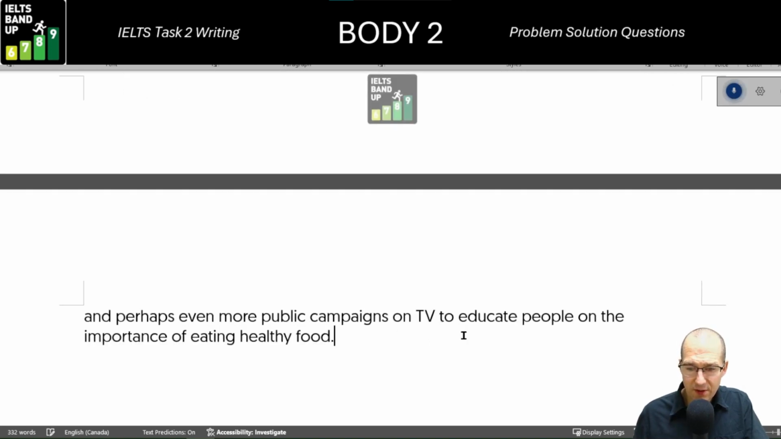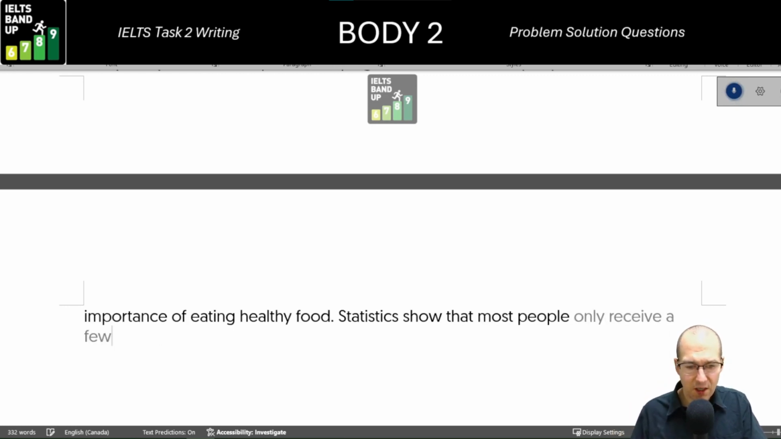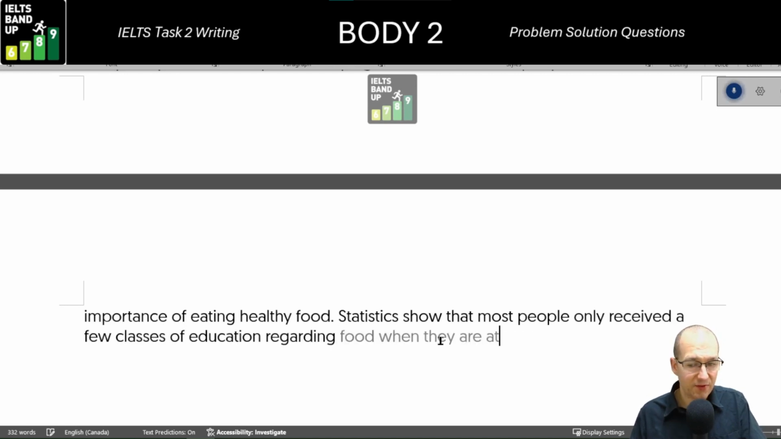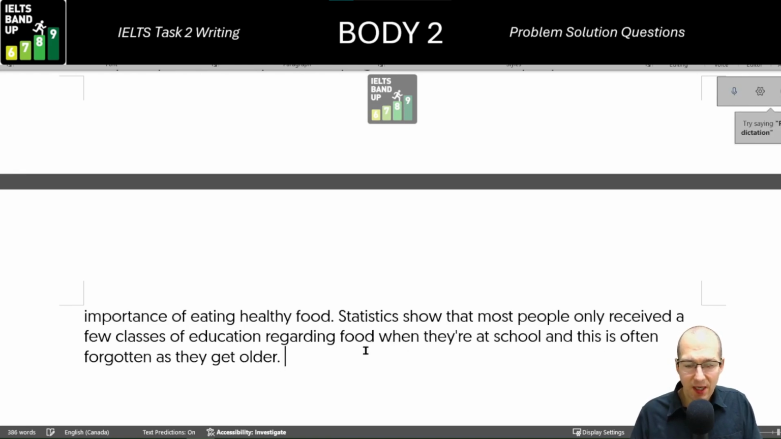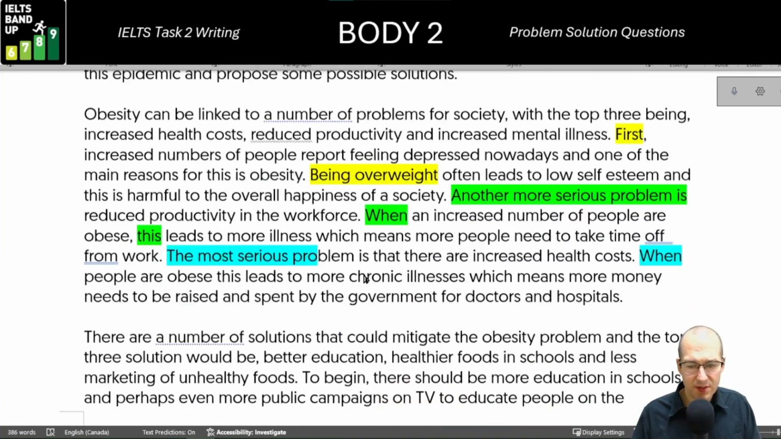Statistics show that most people only receive a few classes of education regarding food when they are at school, and this is often forgotten as they get older. So that's the first one. The second one, we said we were going to focus on, right, better foods in schools.